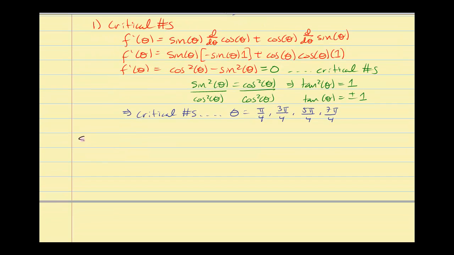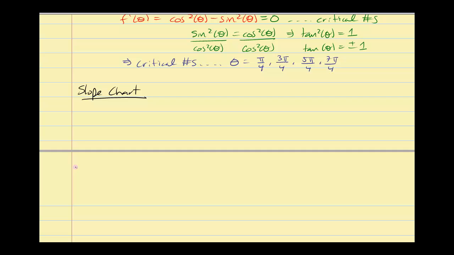This one only goes from 0 to 2 pi. So let's go ahead and look at a slope chart. We're going to need plenty of room for this one because we have so many critical numbers. So this slope chart goes from 0 to 2 pi. It doesn't go from negative to positive infinity.